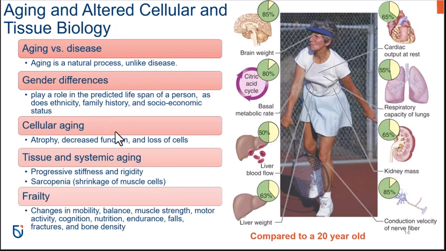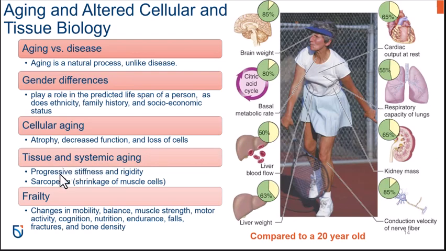There are some differences that can occur in the rate of aging and in terms of predicted lifespan. Gender can play a role, ethnicity, family history, socioeconomic status, and of course, lifestyle choices. So in terms of some of the features that are commonly seen with cellular aging, cellular changes that are characteristic of aging include atrophy, and we know what that means now, decreased overall function and loss of cells, possibly caused by apoptosis.